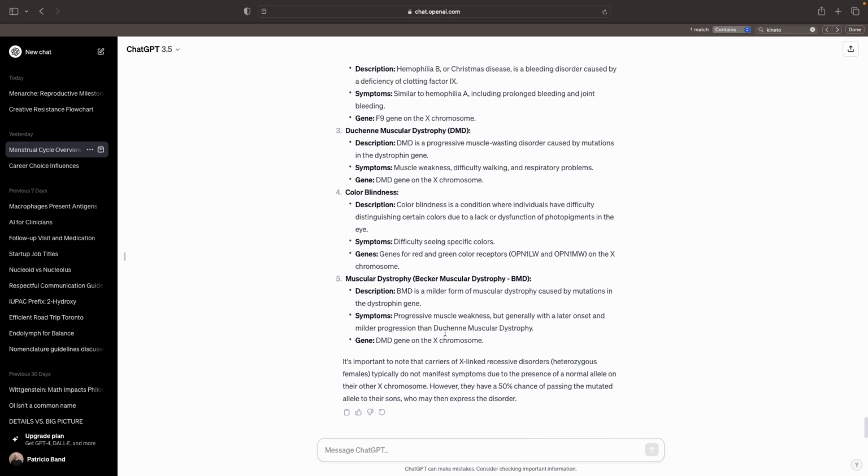So it's important to note that carriers of X-linked recessive disorders, heterozygous females, typically do not manifest symptoms due to the presence of a normal allele. However, they have a 50% chance of passing a mutated allele to their sons, who may then express the disorder.